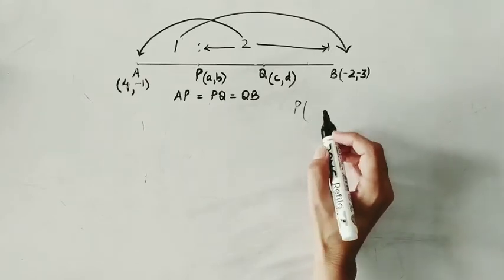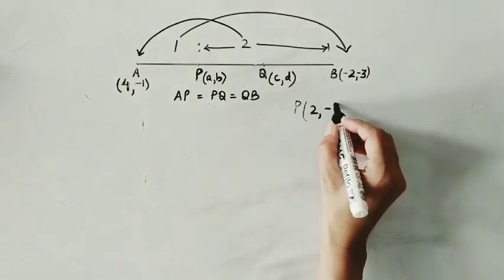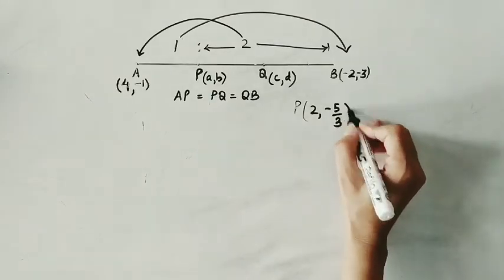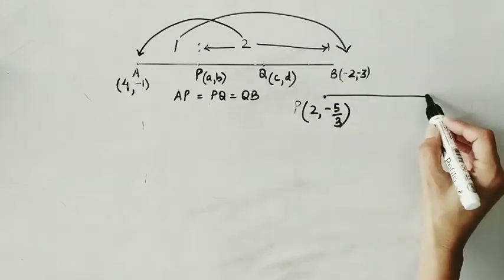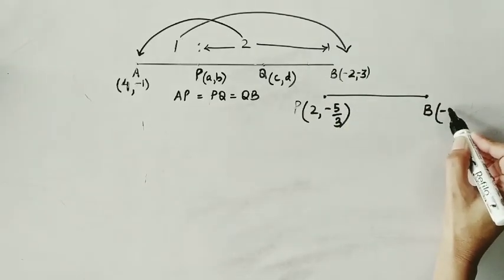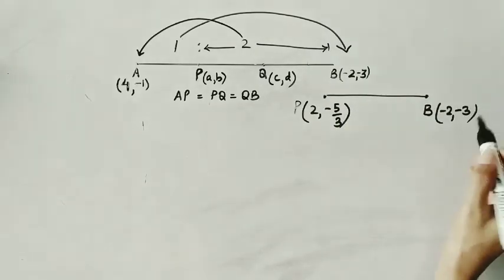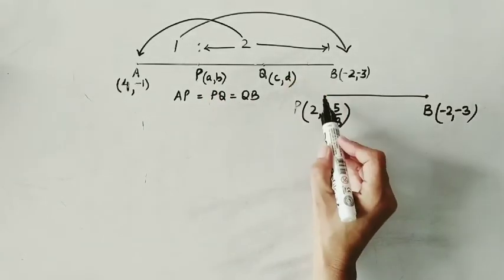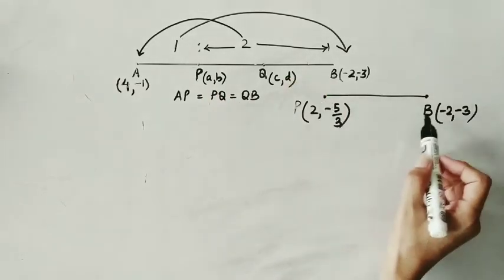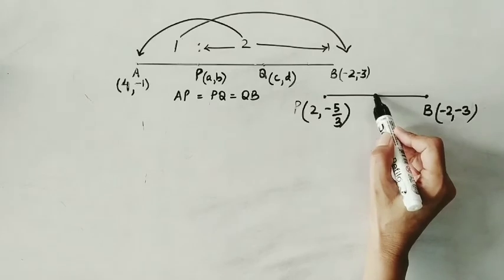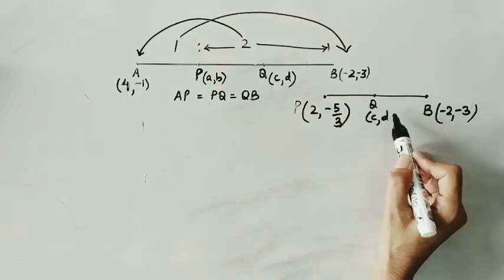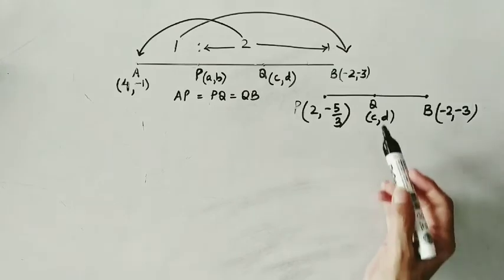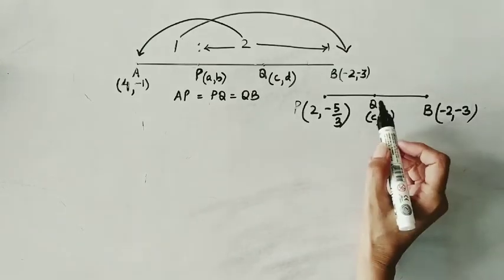Coordinates of P are 2, minus 5 by 3, and B has coordinates minus 2, minus 3. I'm just picking up this. P is now found, B is already given, and Q is the midpoint of it, which is represented by C comma D. Coordinates of Q we have taken as C comma D.